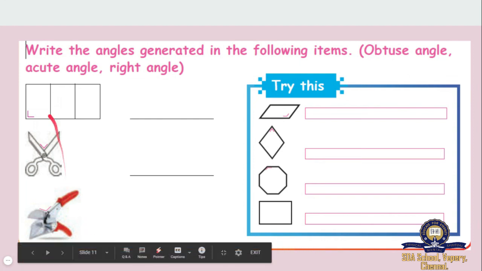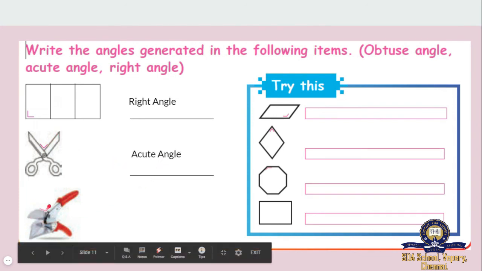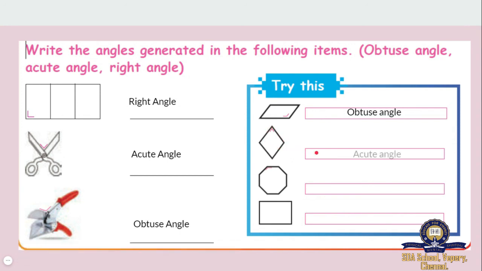Okay. So you can see here, this is L shape. L shape means right angle. And here this is small V shape, so it is acute. Here the angle is wide open, that is obtuse. Then here also, the bottom line, this angle is wide open, so it is obtuse. And here small V shape is there, so it is acute. And here also it is wide open.